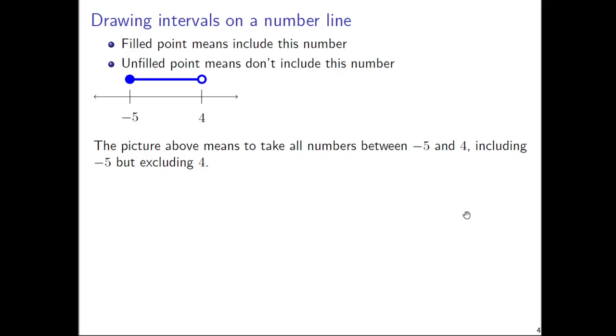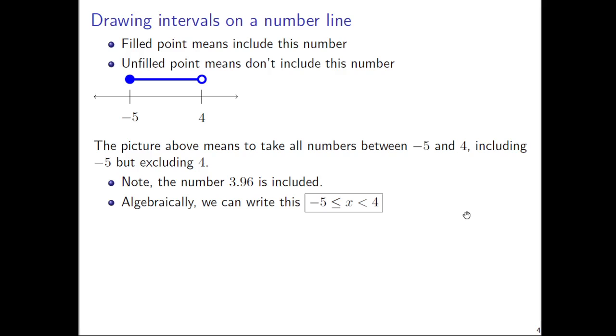However, we need to include -5 and exclude +4. So note, for example, that 3.96 is included. Algebraically, we can write this as -5 less than or equal to x less than 4. We can also switch around the direction of everything. So notice that still like the alligator is eating the 4. You can have 4 is greater than x is greater than or equal to -5.